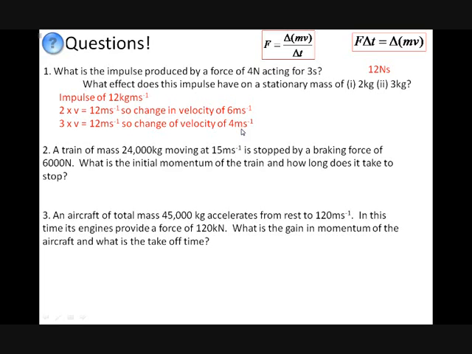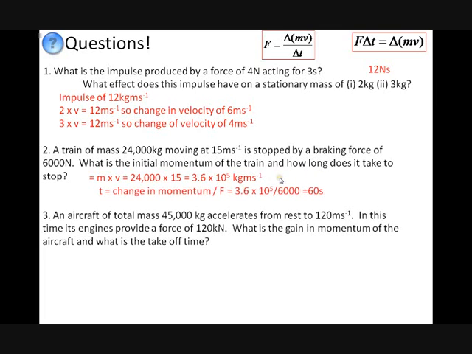If we look at a train of mass 24,000 kilograms moving at 15 meters per second is stopped by a braking force of 6,000 newtons, what is the initial momentum and how long does it take to stop? Well, the initial momentum is mass times velocity, so it's 15 times 24,000. Gives us an answer of 3.6 times 10 to the 5 kilogram meters per second. And how long does it take to stop?